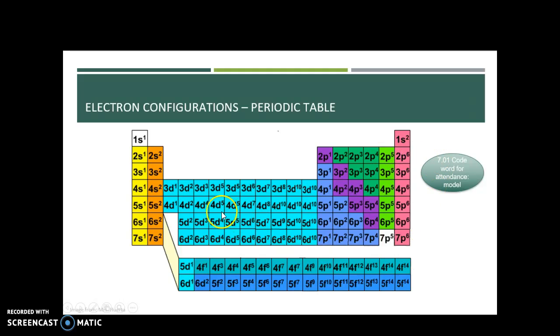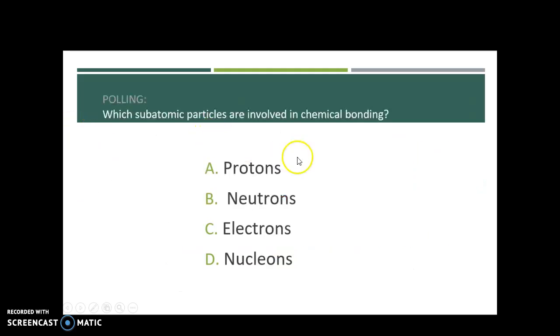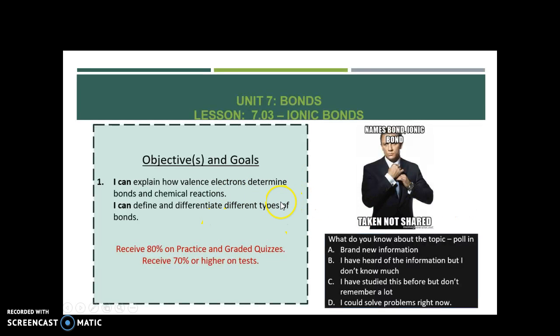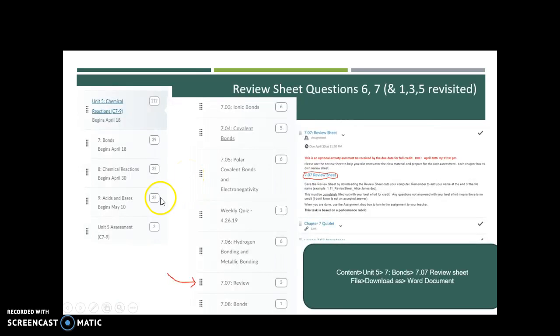All right, so question for you. Which subatomic particle is involved in chemical bonding? Hope you chose C, electrons. We will be talking a lot about these electrons, and we're going to be looking today at ionic bonds, which is one of the different types of bonds. There are several that we'll be looking at.